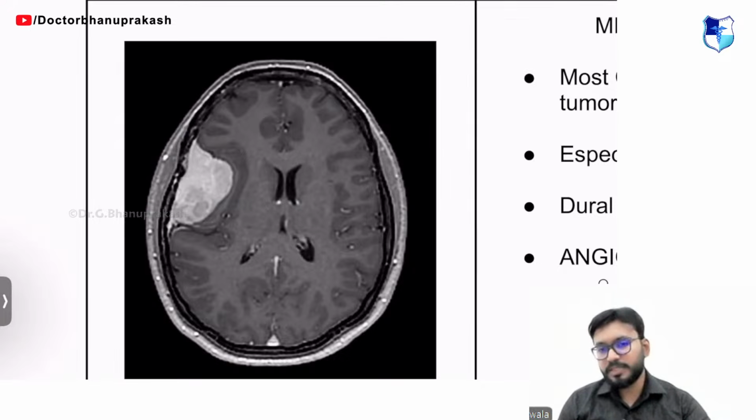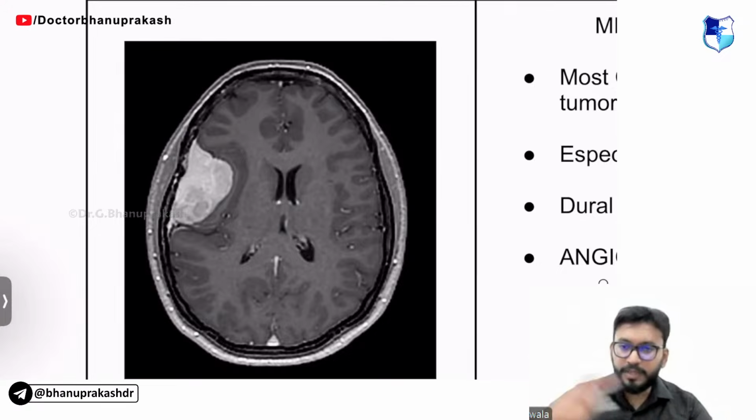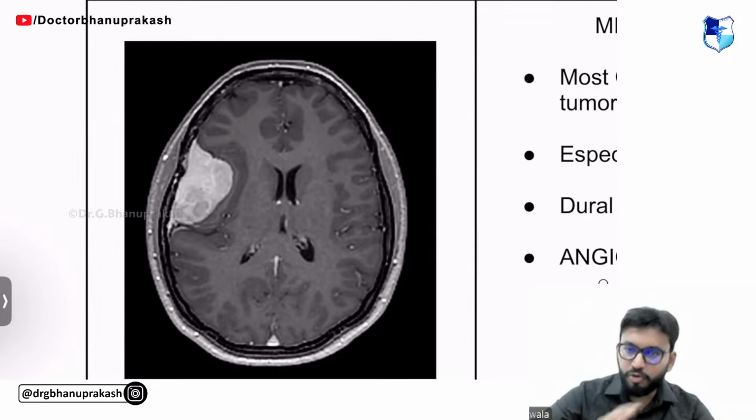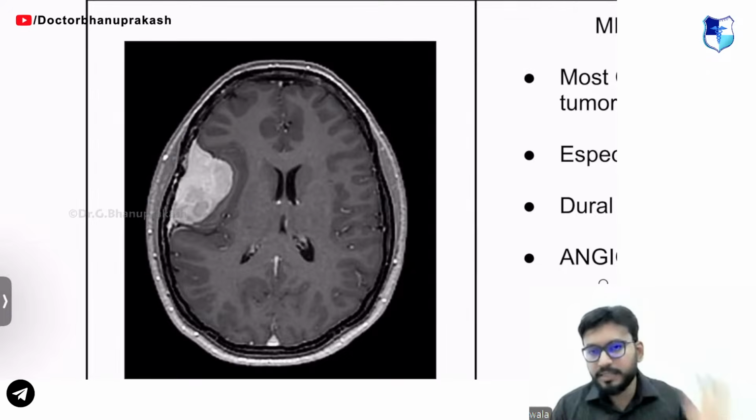Tumors, again, CNS tumors: like I said, the investigation of choice has to be MRI without a second thought. Infection, seizures, tumors, demyelination, everything from the brain, stroke, everything, the answer has to be MRI.